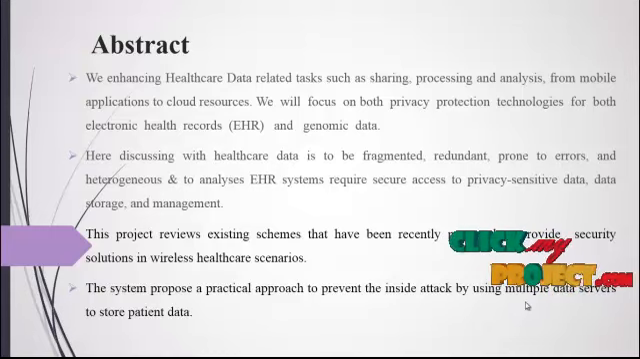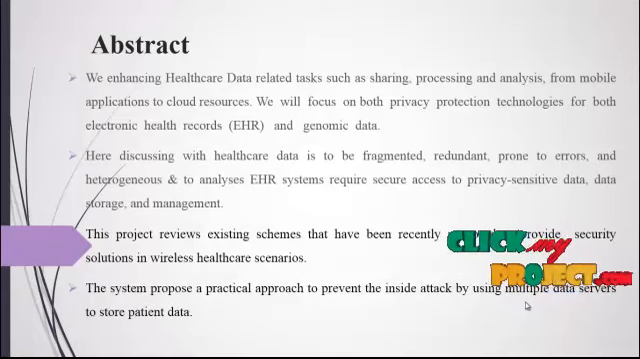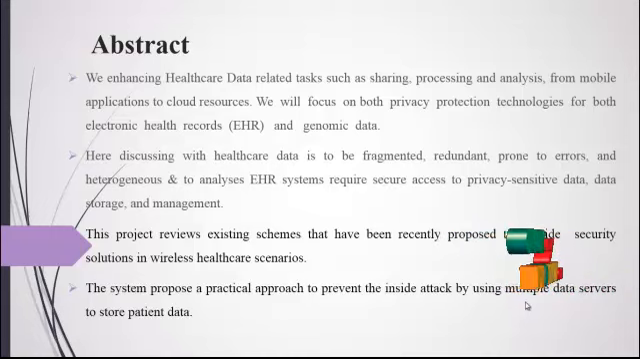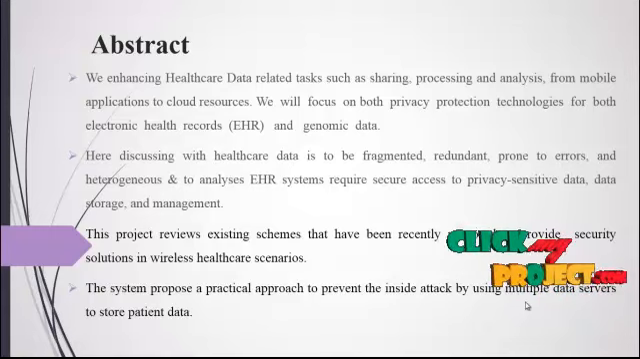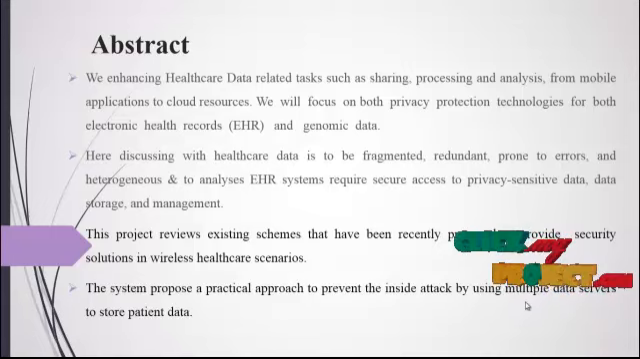One is the EHR, the electronic health records about the patients, and the other is genomic data. Here we're discussing that healthcare data can be fragmented, redundant, prone to errors, and heterogeneous. Analyzing it is nothing but EHR data management, where the selected patient dataset is fragmented into three parts: address based, disease based, and report based. So the patient's dataset is split into three fragments. It is stored encrypted on every file.